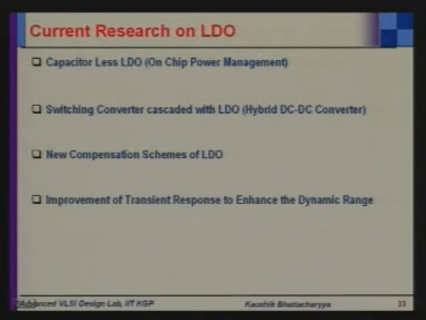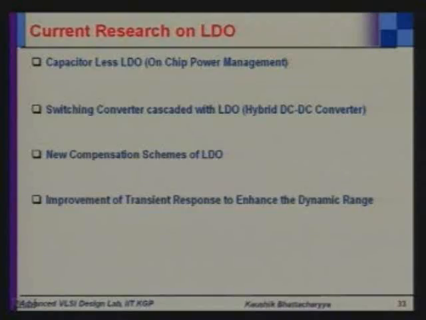Next, switching converters are cascaded with LDO. On this topic I am working now, that is called hybrid DC-DC converter. UC Berkeley, Professor Seth Sanders is also working. Here I have taken cascaded stage, after that the LDO stage, but there they are trying to make it parallel. That means cascaded stage and post regulator, that means LDO stage, will work in parallel fashion. Next, the people are trying for new compensation schemes of LDOs, and last one is the improvement of transient response to enhance the dynamic range.